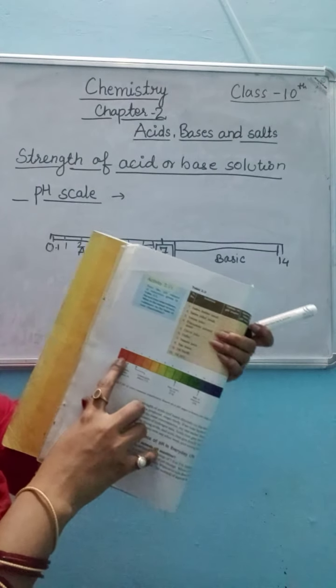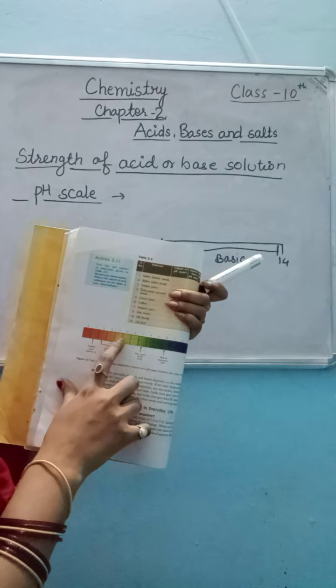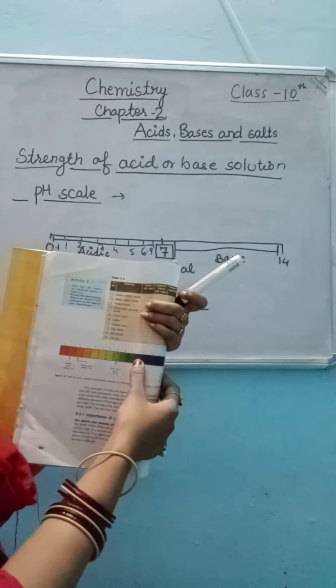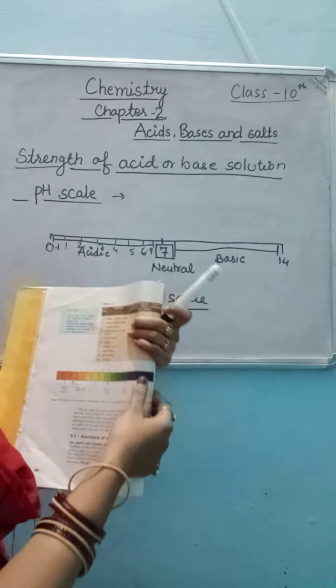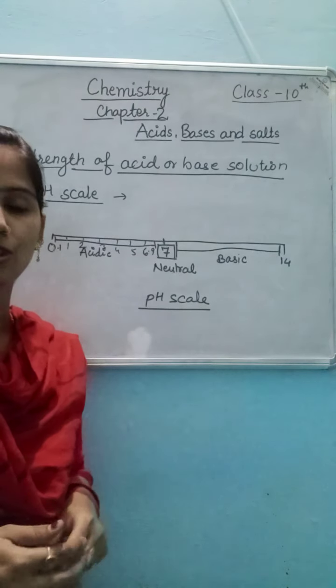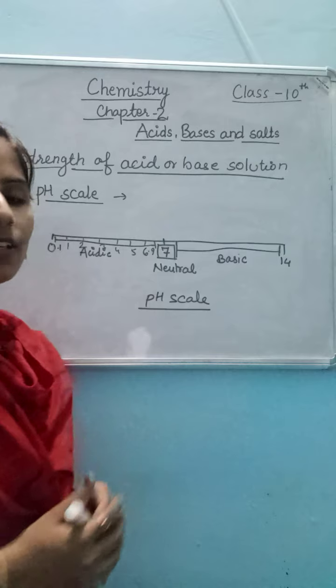Suppose at 1 it is red, then orange, then yellow, at 7 it is green, at 9 dark green, at 11 blue, next purple. It means it shows different colors at different pH values. So this is a pH scale.